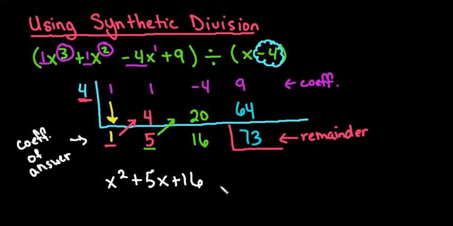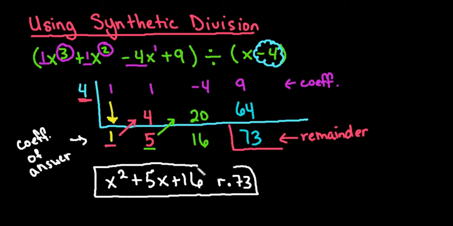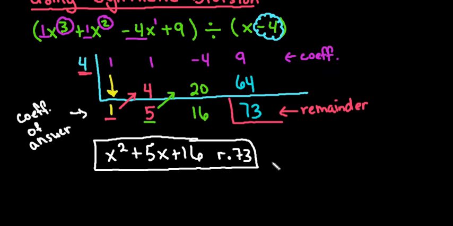And then you can either write it as remainder 73, so depending upon the course that you're in, in some courses this is completely acceptable. In some courses, you do have to write it as a fraction, so you could also write this as x squared plus 5x plus 16 plus 73 divided by x minus 4. So you can always write it like this if you would rather.